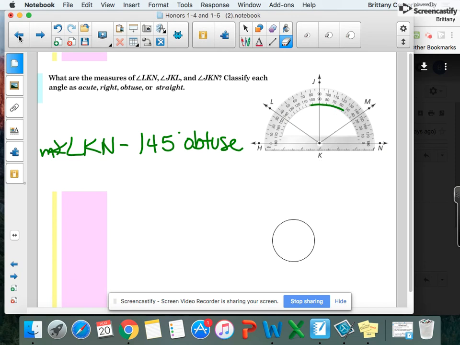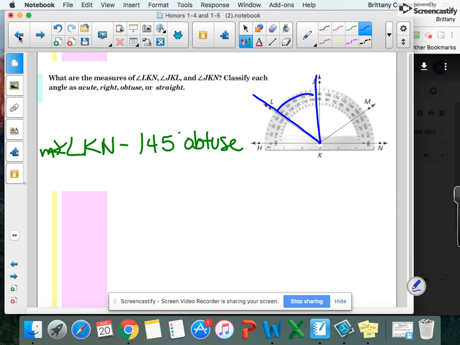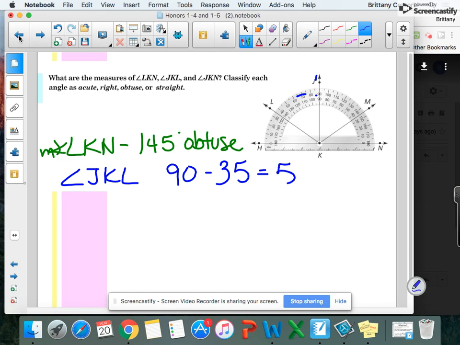Next, we have angle JKL. So again, we're going to trace over that JKL. And what we want to do is look at, you can pick either the inside or the outside number since it doesn't start right at 0 or 180. So I'm going to pick the outer numbers to work with, and we're just going to take the bigger number minus the smaller number of where those cross. So for angle JKL, we're going to have 90, and then this one is at 35. So we're going to do 90 minus 35, and that is going to give us 55 degrees.